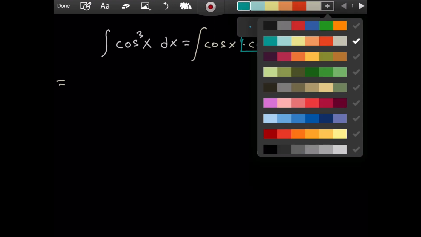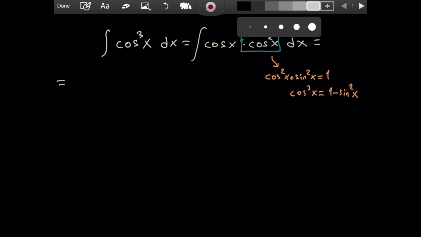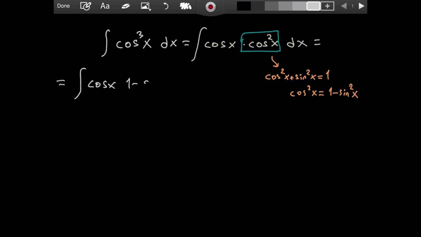Cool, I will substitute this. So let's continue. Again we have cosine of x, and instead of cosine squared x, we will write 1 minus sine squared of x dx. Here I will distribute the parentheses... well, actually, you know what? We don't need to distribute. Why should we distribute? I won't.